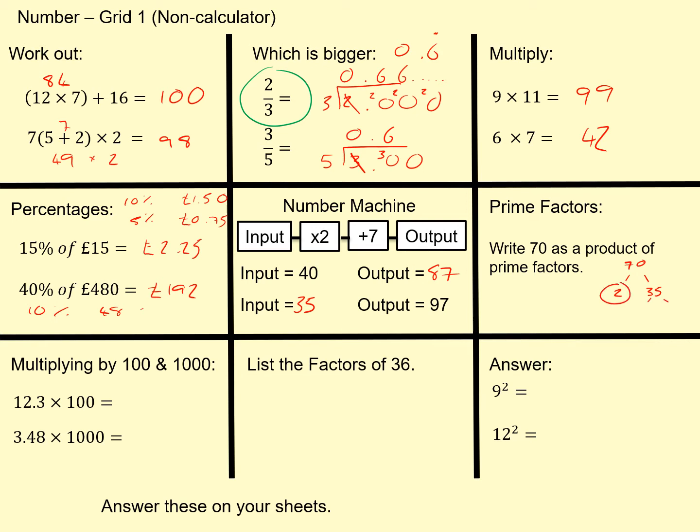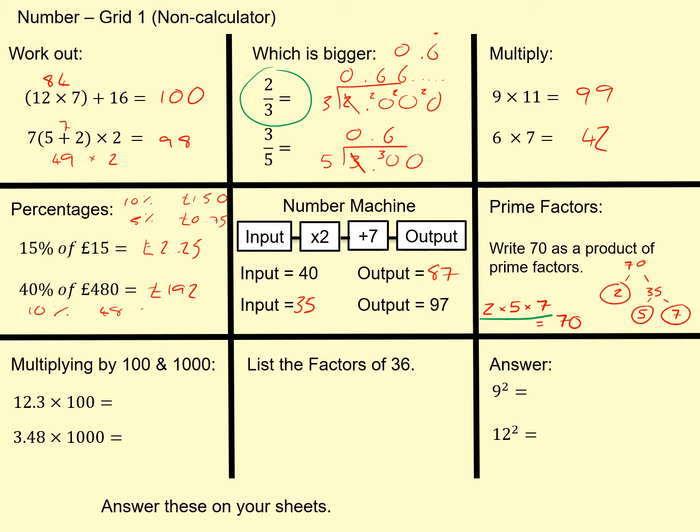35, can't divide it by 2, can't divide it by 3. Keep checking the next highest prime. I can divide it by 5. 5 goes into 35 7 times. 5 and 7 are all prime numbers. So we can write that as a product, which means multiplication of. That's 2 times 5 times 7. And if we multiply those together, we should get back to the number we started with, which was 70. But the important part is that that's the product of primes, 2 times 5 times 7, and we'll probably see that we'll be doing that in the next week or two.